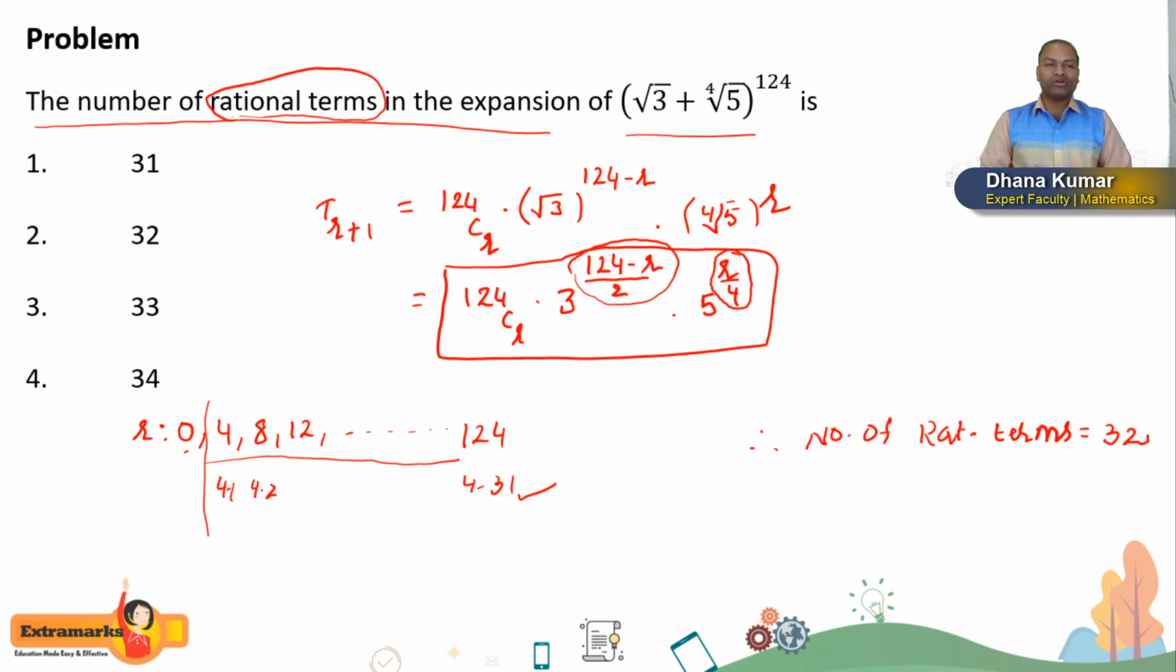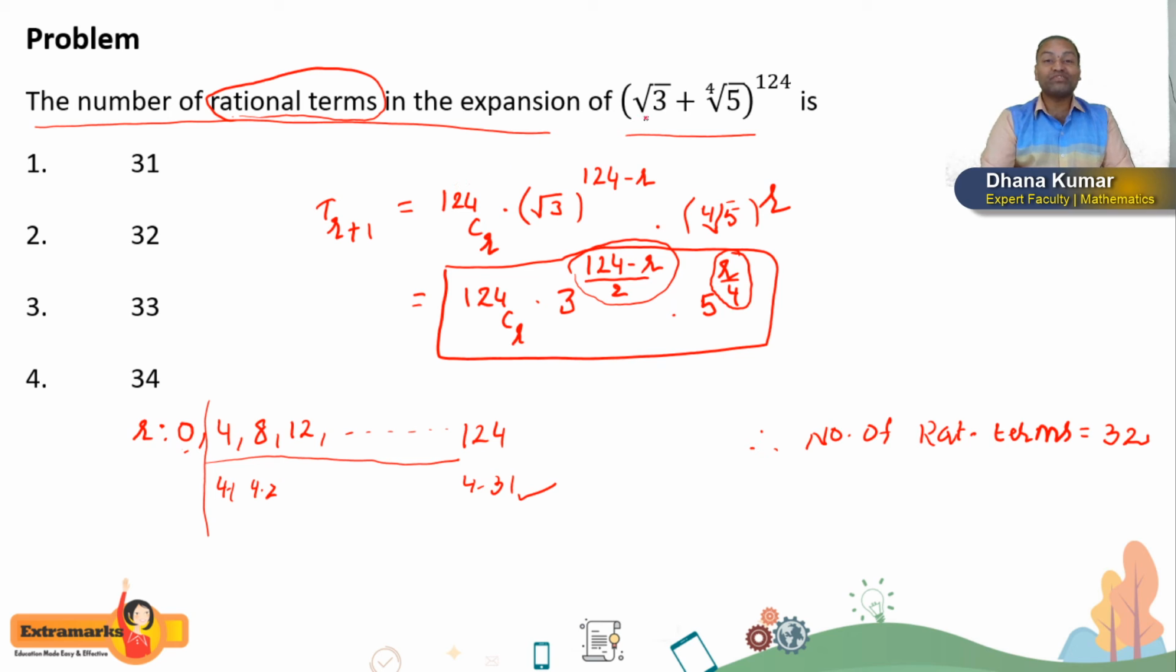In general, for example, in a class 100 students are there. Out of 100, 80 students passed in one exam. Failure strength how much? How to find? In general, failure strength is equal to total minus passed strength. In the same way, number of irrational terms is equal to total number of terms minus rational terms. Correct or not? Right.